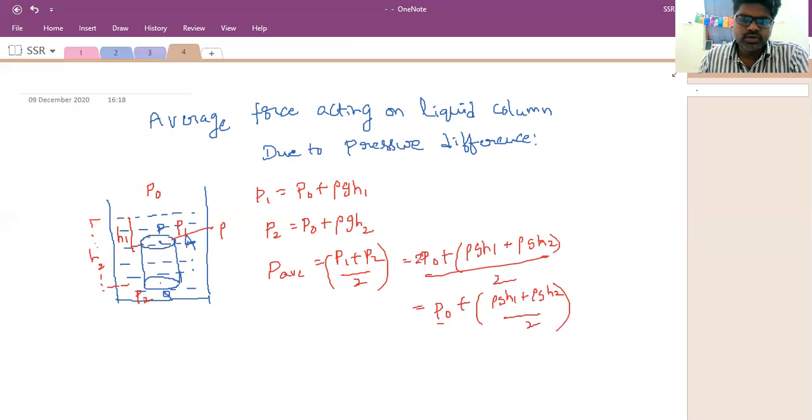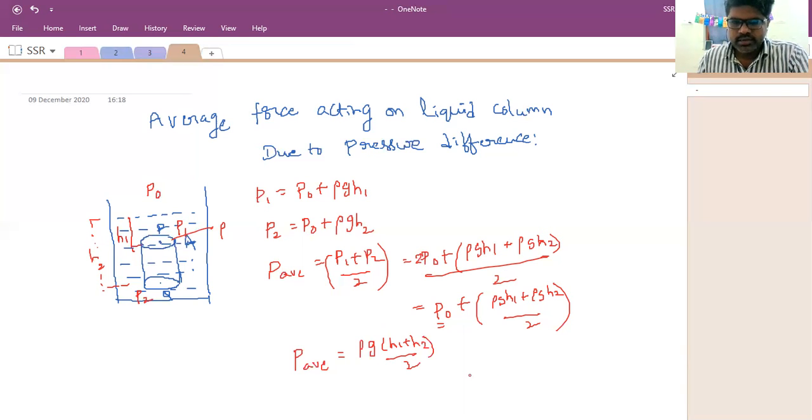This P0 is common: P0 acts on both the upper side and the bottom side of the liquid column. So the average pressure only due to depth variation is rho G (H1 plus H2) by 2. This is only because of the liquid column height difference.